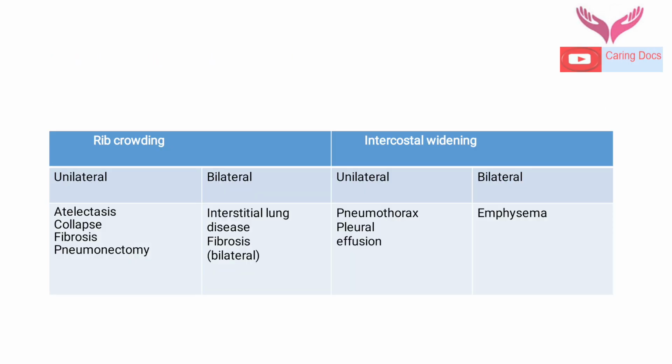So rib crowding, the unilateral causes are atelectasis, collapse, fibrosis, pneumonectomy. The bilateral causes of rib crowding are interstitial lung disease and fibrosis, when it is bilateral. For intercostal widening, the unilateral causes are pneumothorax and pleural effusion, and the bilateral cause of intercostal widening is emphysema.